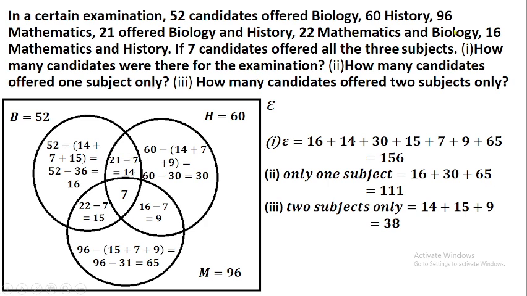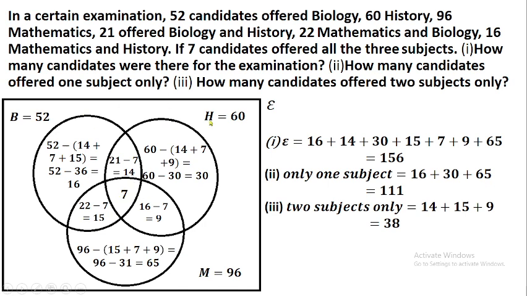22 mathematics and biology. Mathematics and biology 22. The question did not say that 22 offer mathematics and biology only as well. So that means you are going to remove something from here as well. Let's go again. 16 mathematics and history. The question did not say that 16 offer mathematics and history only as well. So let's go again. You see something is coming up. If 7 candidates offer all the 3 subjects, that means we know the intersection of the 3 of them. 7 candidates offer all the 3 subjects. That means we have 7 here.